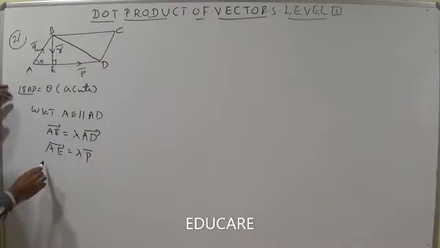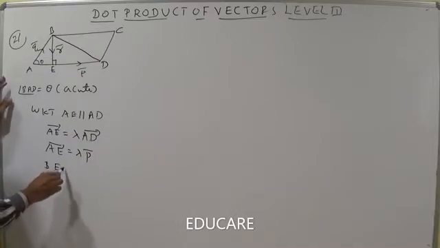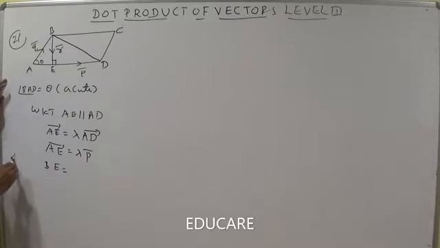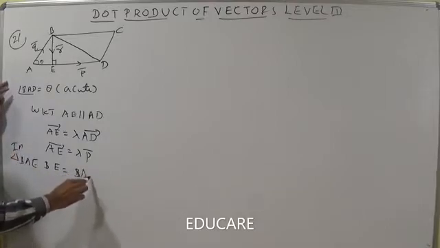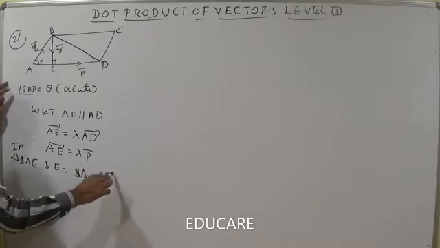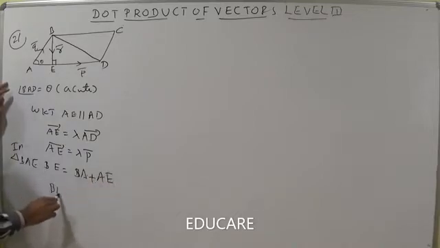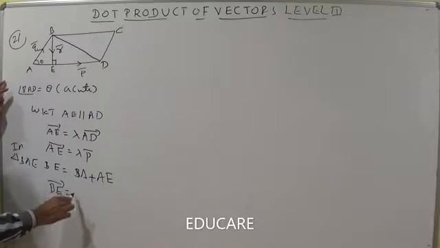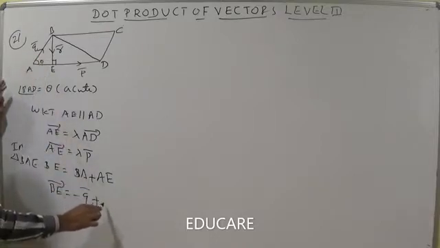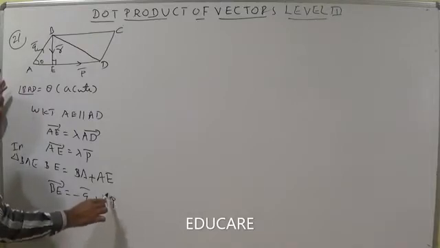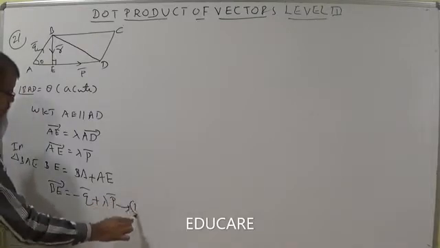Next, in triangle BAE, BE is equal to BA plus AE. BA is in the negative direction, so BE is equal to minus Q bar plus AE, which we got as lambda P bar. Let it be the first equation.